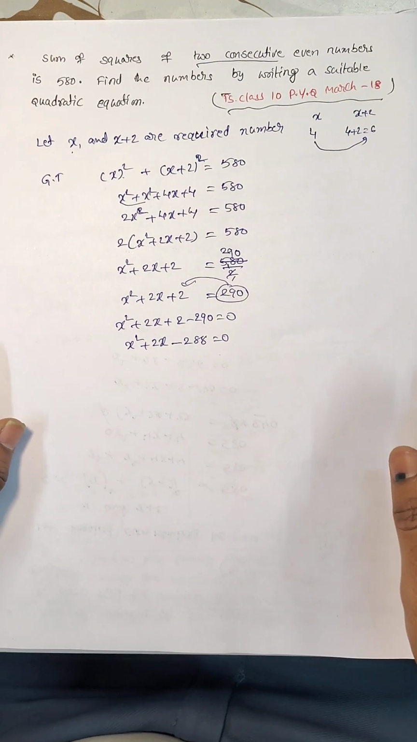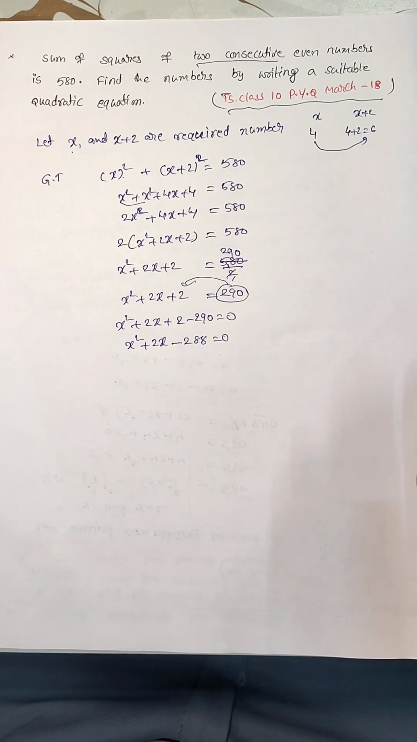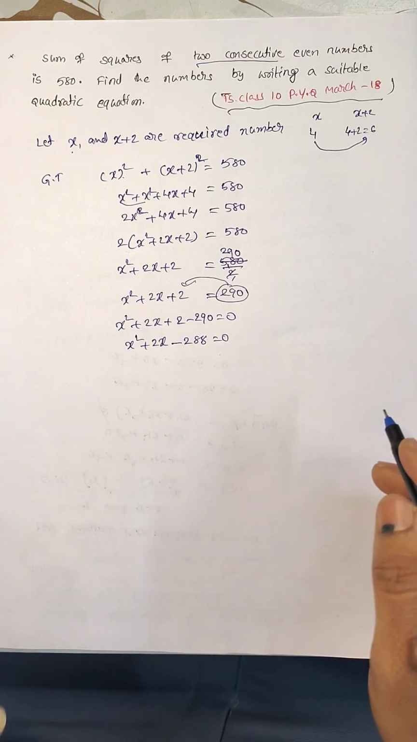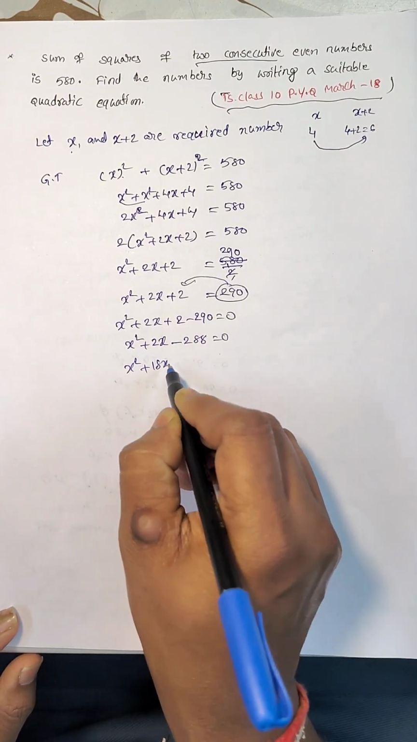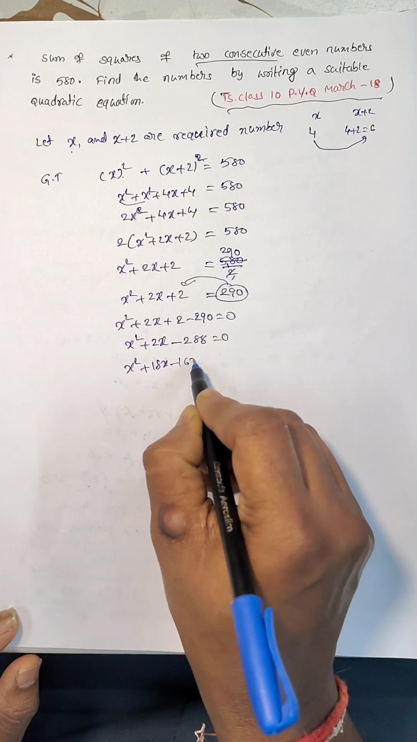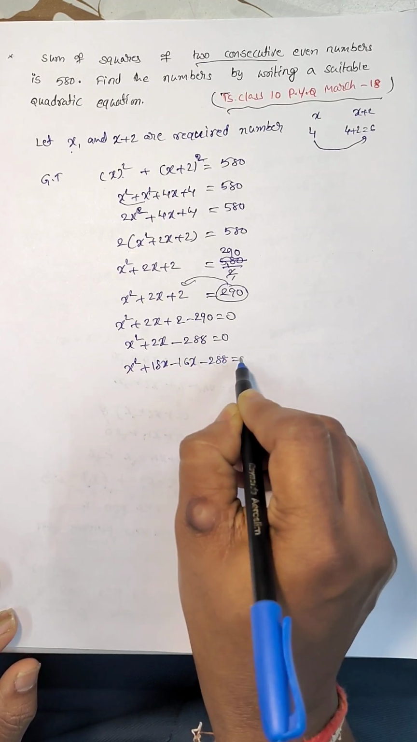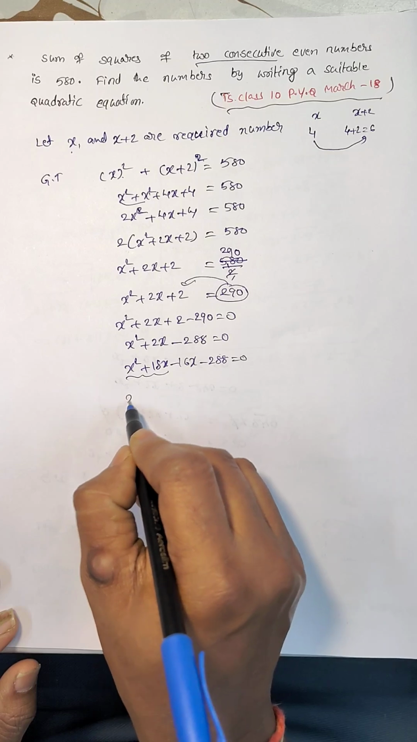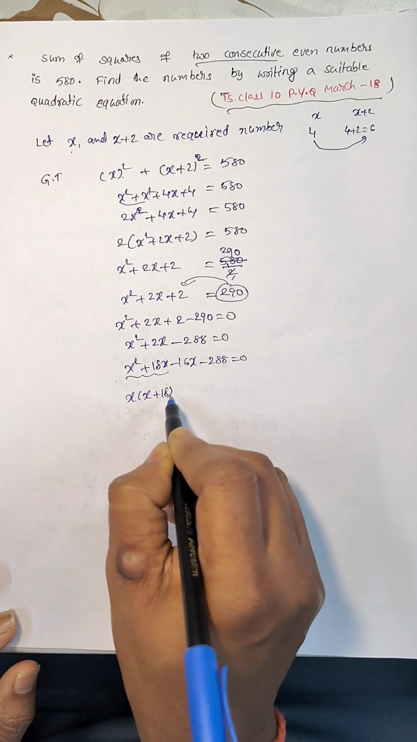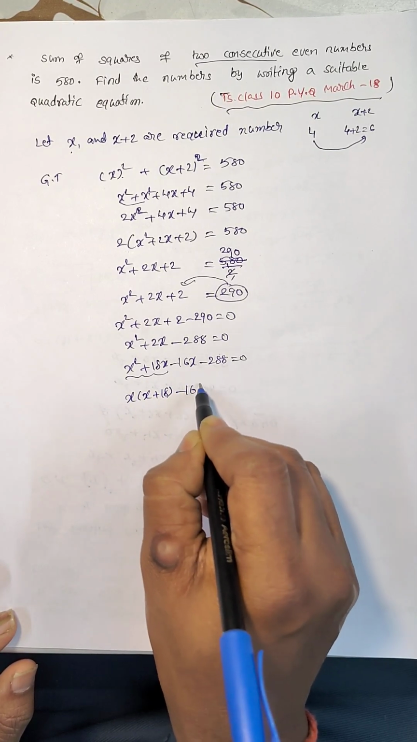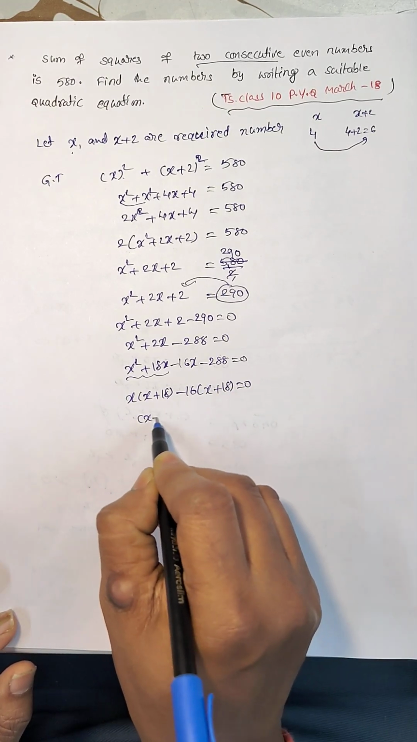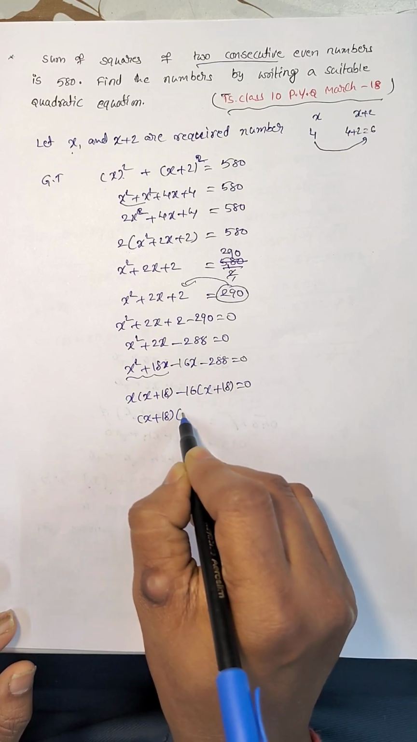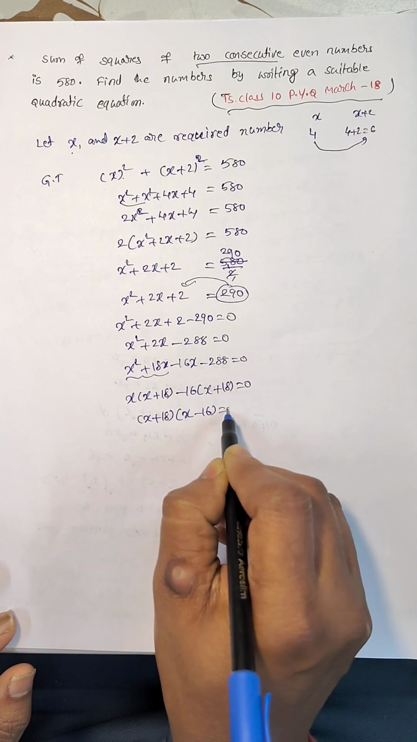And this is a quadratic equation, and factorizing it, you will get the value of x. So how to factorize this? This can be factorized as x square plus 18x minus 16x minus 288 is equal to 0. From the first two terms, if I take x as common, x plus 18, and from the second two terms, if I take minus 16 as common, x plus 18. Again on taking x plus 18 as common, this can be written as x plus 18 into x minus 16 is equal to 0.